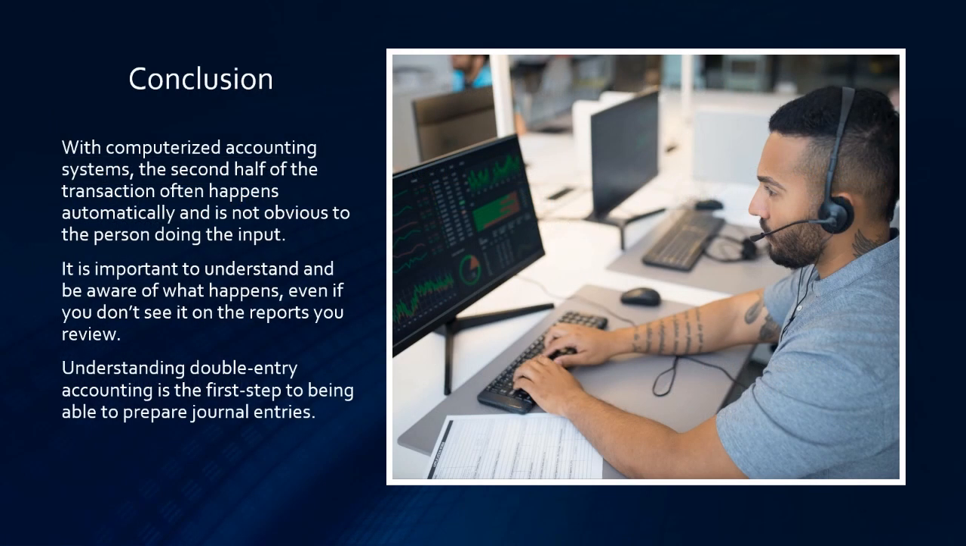With computer systems, the second half of the transaction often happens automatically and is not obvious to the person doing the input. We just trust that the accounting system will lodge the other side of that entry. But it's important to be aware that it happens even if you don't see it on the reports that you review. Additionally, these are the building blocks to understanding how and why to prepare journal entries.